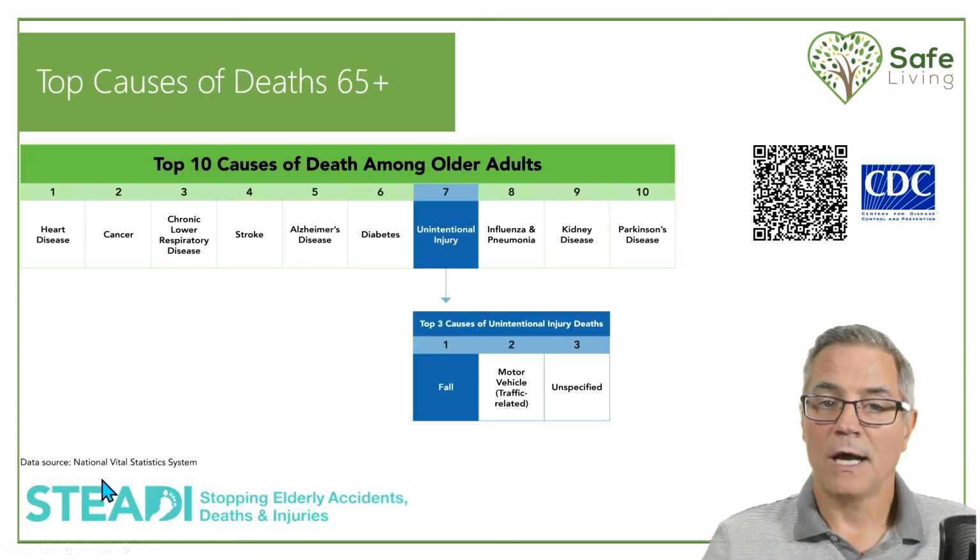Let's talk about the top causes of death age 65 plus. Again, this comes from the CDC. The number 7 top cause of death is unintentional injury. And out of that, the number 1 reason is falls. This is also information that I got from STEADY, which is Stopping Elderly Accidents, Deaths, and Injuries. So there's a whole program on how to do fall prevention. But now we're starting to talk about fall statistics and what we can do to help prevent falls and educate people to minimize fall risk.